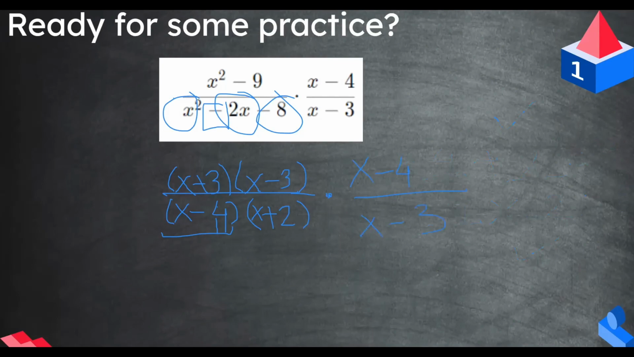Now, what do we do next? Talk to me. Cancel out. Cancel the same. Yeah, thank you, Maggie. How do you cancel? You figure out the common factors, right? So what common factors do you see? x minus 3. You see one in here, and you see another one in here. What other common factor do you see? x minus 4.